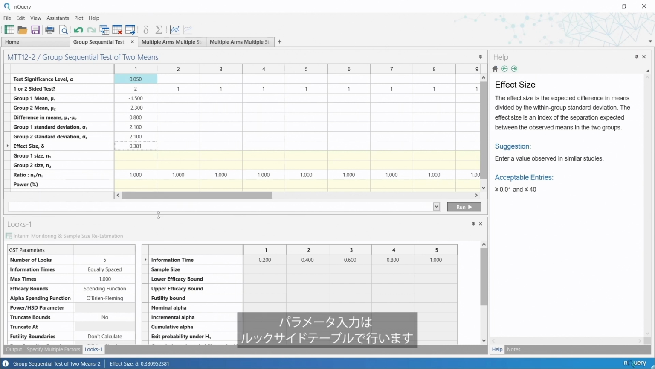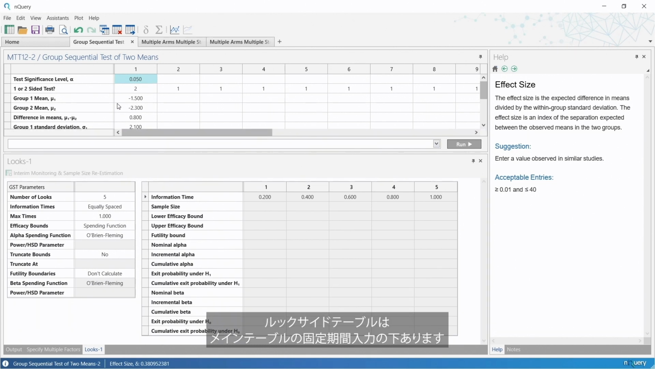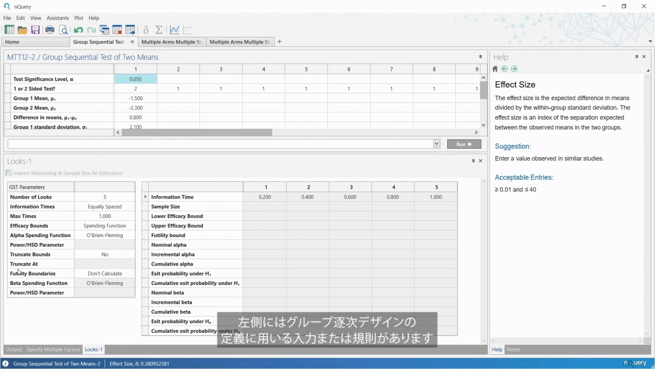These are contained in the look side table, which is directly below the fixed term inputs in the main table in the top left hand corner. The look side table can be split into two parts. On the left hand side are the inputs or rules that we will use to define our group sequential design. On the right hand side are the outputs, which will tell us the boundaries that will allow us to stop early at a given interim analysis and how likely we are to stop early based on either the null or alternative hypothesis being true.